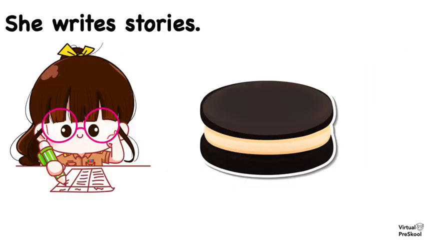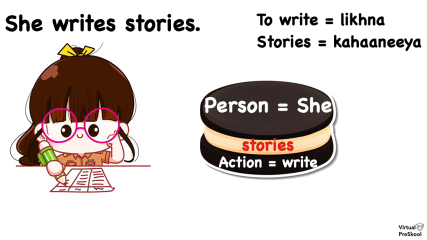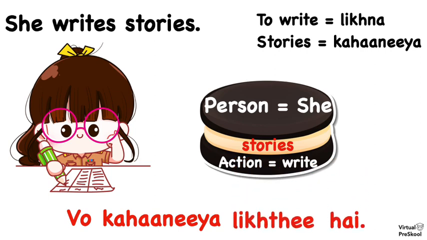Let's do another one. She writes stories. So the top cookie is the person, she. The bottom cookie is the action, to write. And the middle is what's left, stories. The verb to write is likhna. And stories are kahaniya. So now put the sentence together. वो कहानियाँ लिखती है.